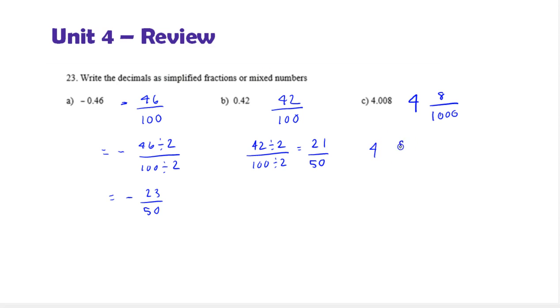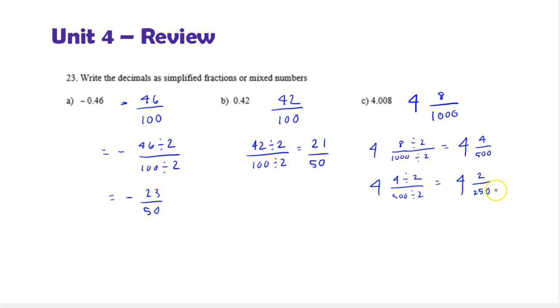So I notice they're both even. I'm just going to write that to the left a little bit so we don't run out of room. Okay. So I'm going to divide them both by 2. Just the fractional part, not the mixed number. So that's 4 and 4 over 500. Notice these are both still even, so I have to simplify more. 4 divided by 2, 500 divided by 2, so that's 4 and 2 over 250.